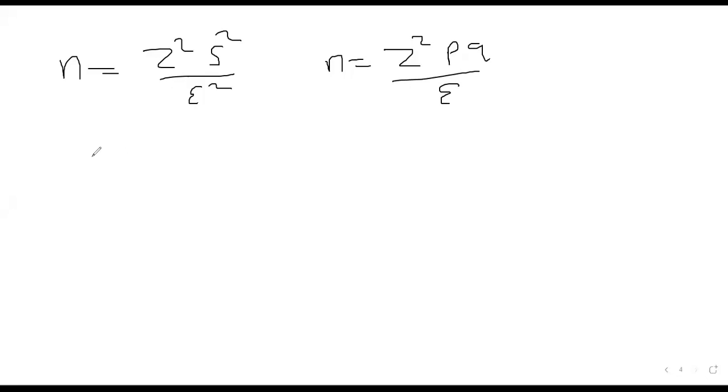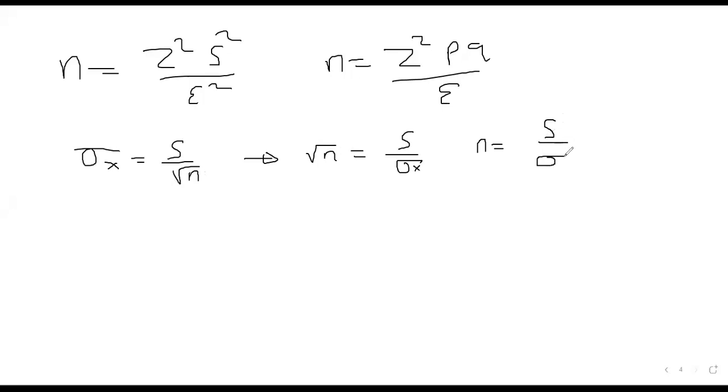Our standard error is given by standard deviation over square root of n. So when you cross multiply, we have square root of n is equal to s over standard error. And our sample size can also be given by simply squaring the standard deviation over the standard error. So these are the three main formulas that we need to know whenever we're asked to calculate the sample size. What sample size are we looking at?